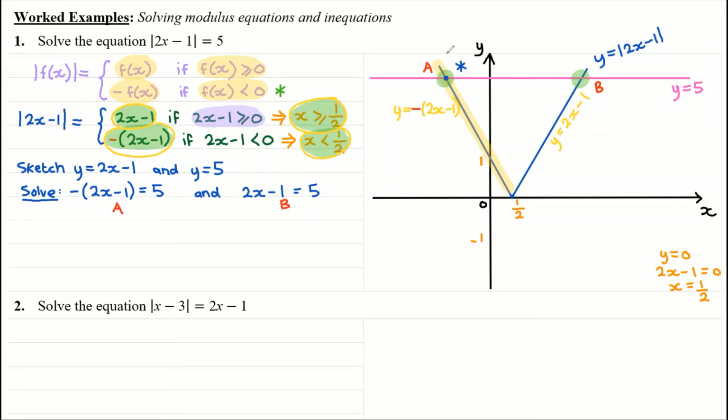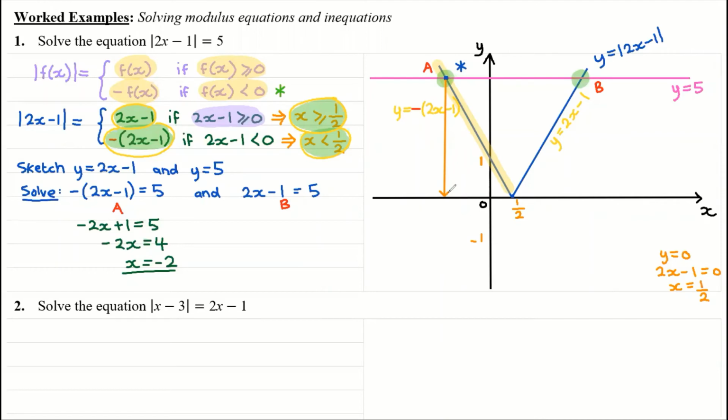So first of all, I've got to multiply my bracket by minus 1, so that's going to be minus 2x plus 1 is equal to 5. If I subtract 1, we get negative 2x is equal to 4. Therefore, x is equal to negative 2. Does that look like a sensible answer? Well, I would have thought so. If we just use the sketch here, if I read off from there, it looks like it's going to be a negative number. So that looks pretty convincing.